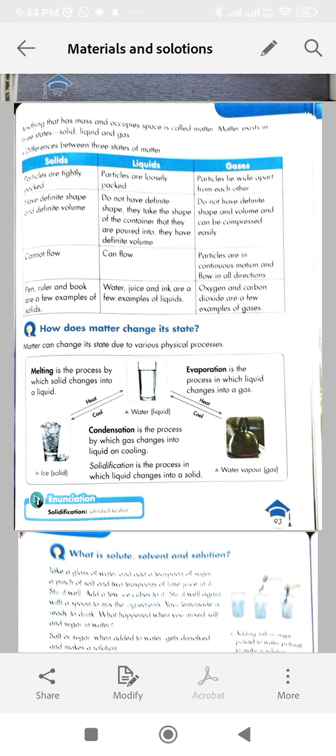So now, how does matter change its state? Matter can change its state due to various physical processes. Melting is the process by which solid changes into a liquid. Evaporation is the process in which liquid changes into a gas. Condensation is the process by which gas changes into liquid on cooling. Solidification is the process in which liquid changes into a solid.